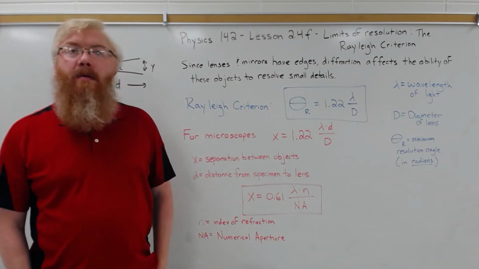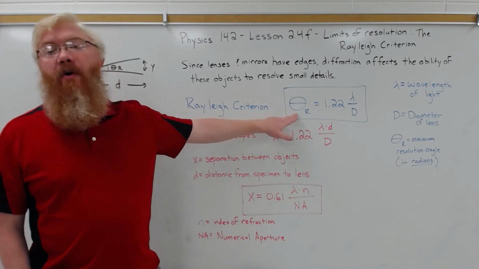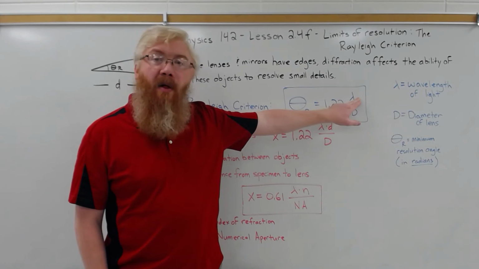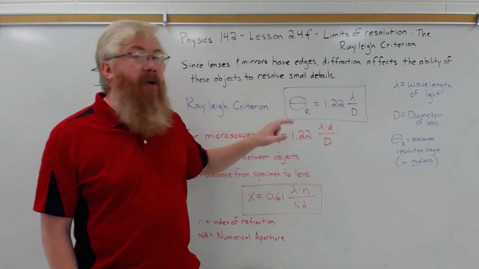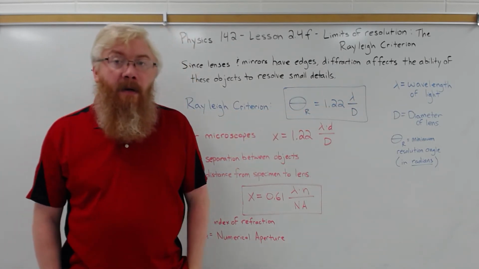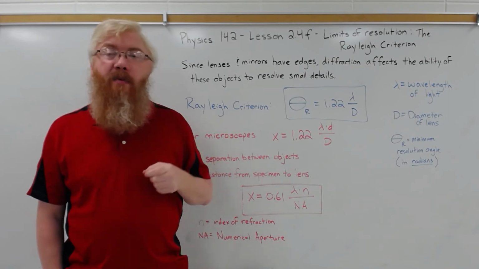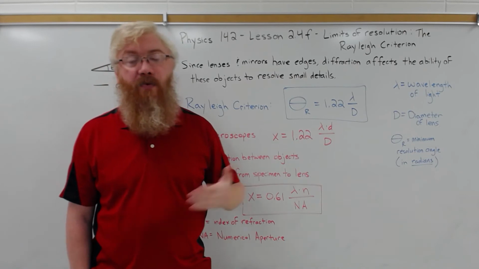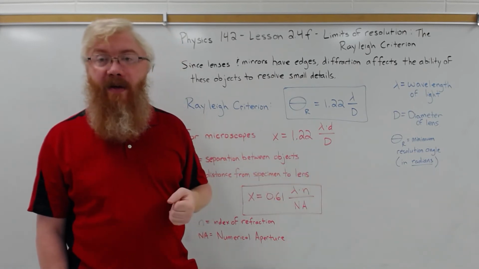Now, the way you can actually improve your ability to resolve something, you can do two ways. One, you can change the wavelength. The smaller the wavelength of light, the better you can resolve it. So you can more easily resolve details in blue light compared to red light, almost a factor of 2, because red light has almost a factor of 2 higher wavelength than blue light.